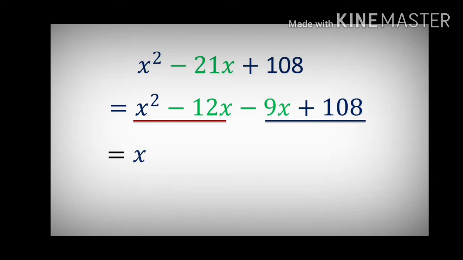When you group them, we can take out x as common. If you take out x, we will be left with x minus 12. Next, minus 9x plus 108. First consider the number part. We have 9 and 108. So from minus 9 and 108, we can take 9 as common.